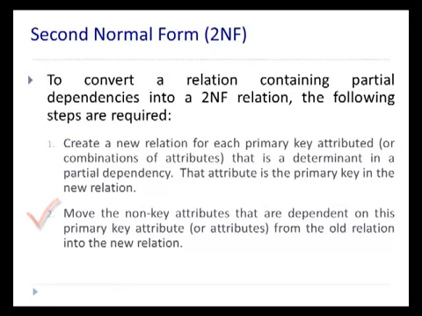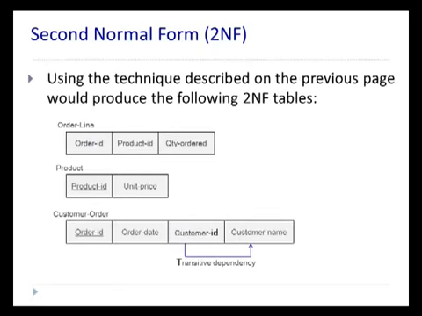So if we look again at our simple table, remember that our original primary key was order ID and product ID. And so we can see that that combination is a determinant and it determines quantity ordered. And therefore we create a new table, which in this example we call order line. And it has the primary key indicated as well as the column for quantity ordered. And notice quantity ordered is dependent upon both parts of the primary key.